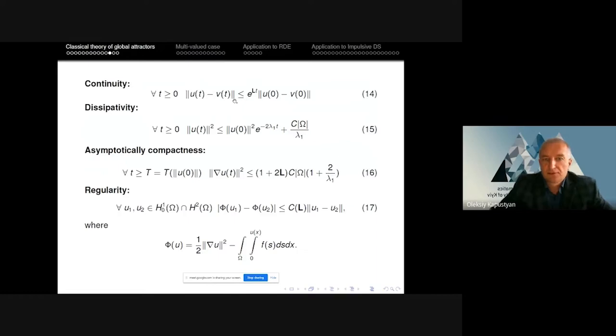Here is a consequence of this inequality. The second one is dissipativity. Here is a priori estimates like that. The third one is asymptotic compactness. And here is the sign of gradient. So this is the norm in the space H01. And H01, as you know, is compactly embedded in L2. So here are estimates which guarantee some compact behavior of our system.